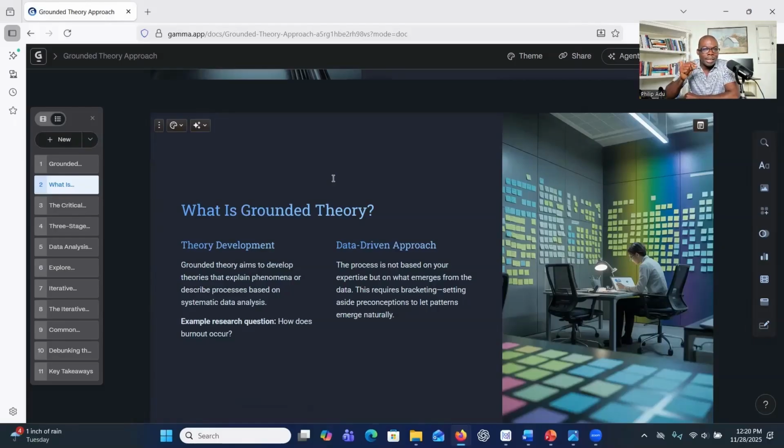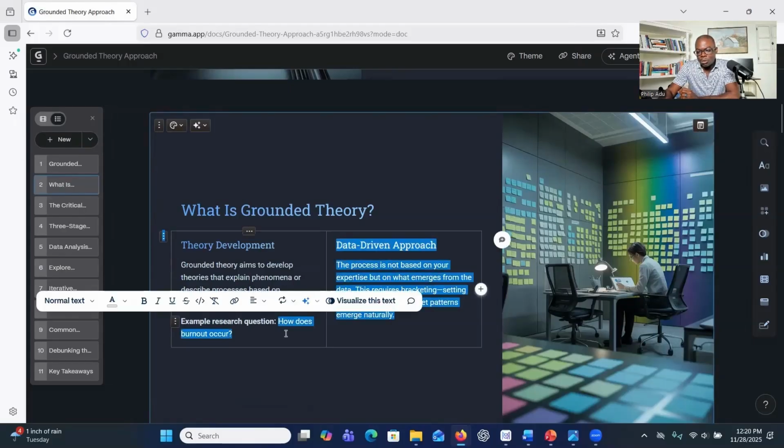The label grounded means that the theory should be based on the data. It's not your own understanding or your own expertise, it is based on the data. You are developing a theory based on what you collected from participants or based on the data that you have. So it's data driven, and it should be systematic. So these are the two concepts that you have to focus on when you are developing a theory.